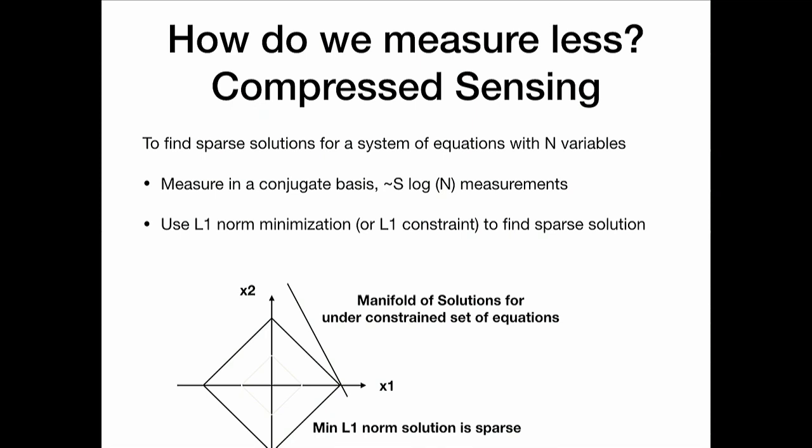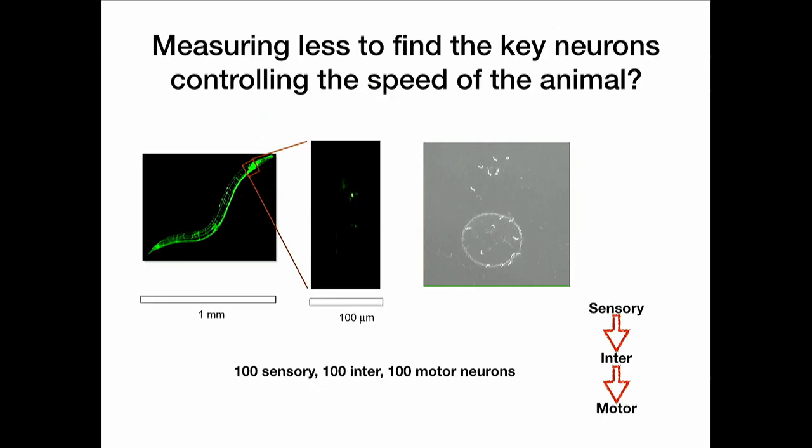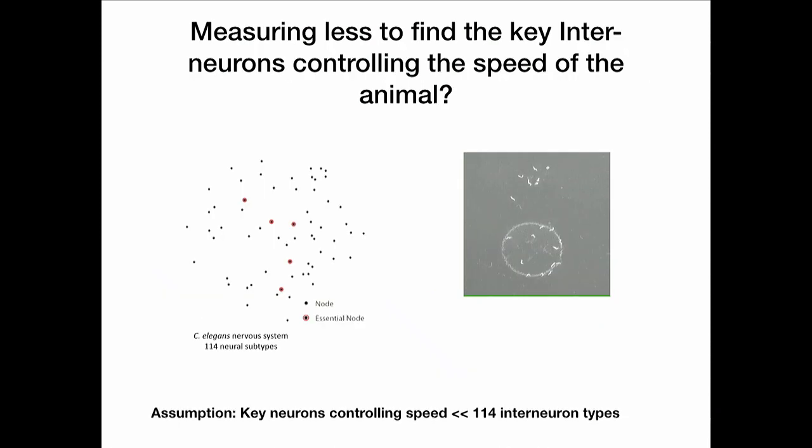Okay? And I'm going to do this with C. elegans in a second. So we're going to use these ideas. Instead of coins, you're going to have neurons. And L1 norm, sparse measurements. Don't bother measuring one neuron at a time. Measure from multiple of them and try to find the heavy coins. And the key assumption is that the number of neurons that are important for a behavior are much less than the total number of neurons, just like the number of heavy coins is much less.